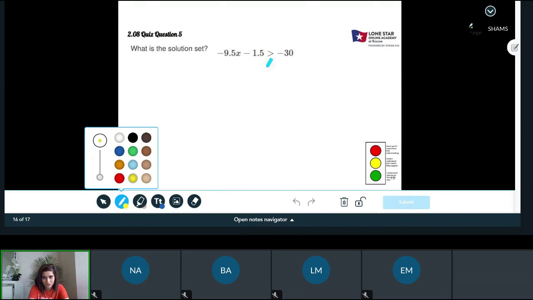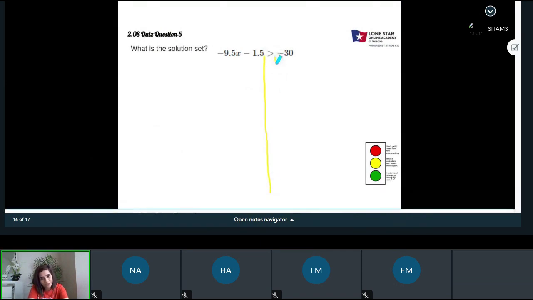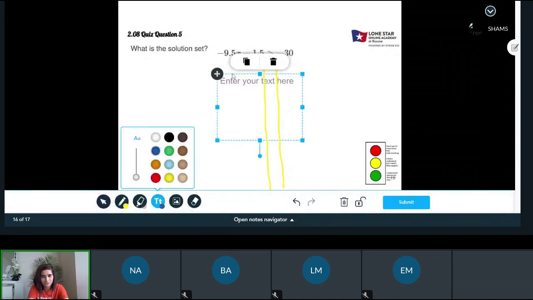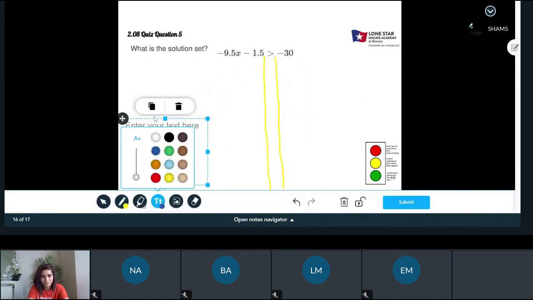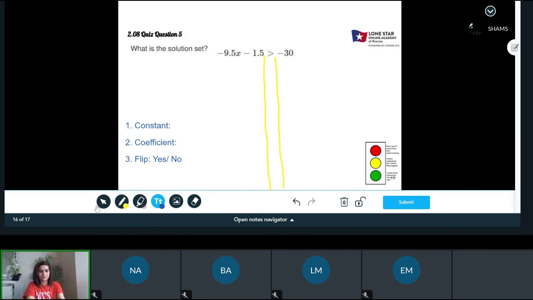I'm going to go ahead and split it into 2 equal parts, so I know what I do to one side, I will also do to the other side. I will also write down some notes: my constant, my coefficient, and deciding if I have to flip my inequality symbol or not. Let's go ahead and see.